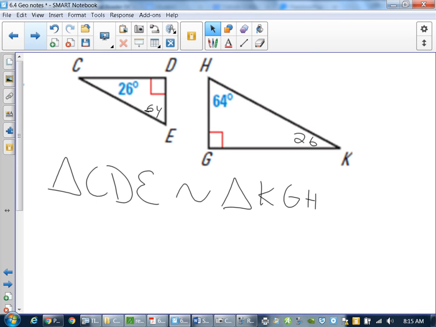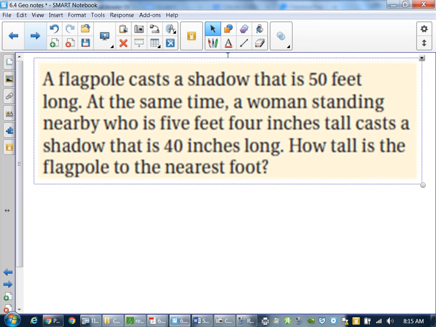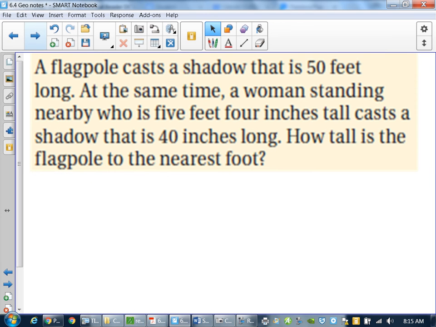It's just a matter of being able to tell whether or not you can come up with it. You just put like the angles. Label them out. This is another style of problem then. A flagpole casts a shadow that is 50 feet long. At the same time, a woman standing nearby who is 5'4" casts a shadow that is 40 inches long. How tall is the flagpole to the nearest foot?